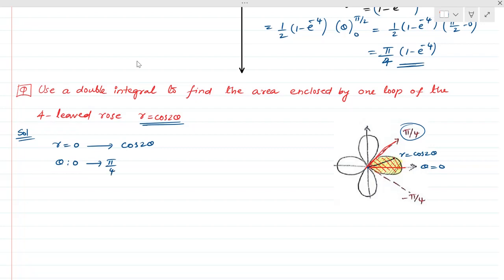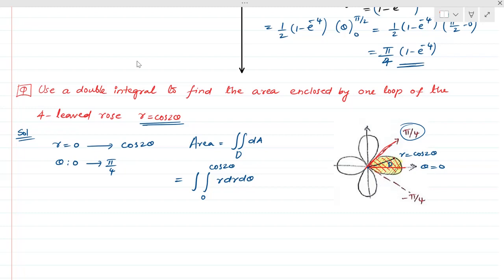Now, whenever the area is not given, we write it as: the area is given by the double integral over the domain D of dA. So I will calculate this as the double integral of r dr d theta. Then the limit of r. What is the limit of r? 0 to cosine 2 theta. What is the limit of theta?